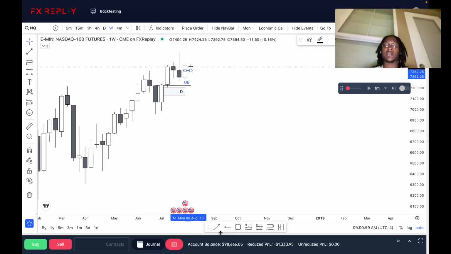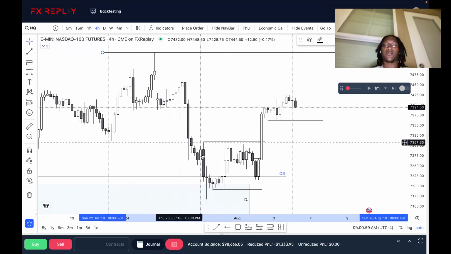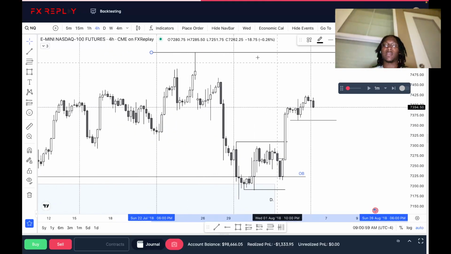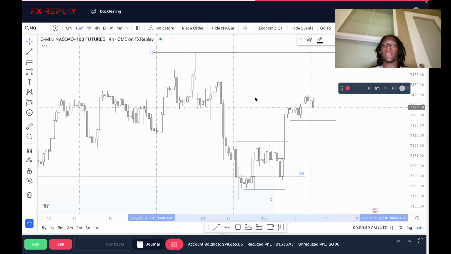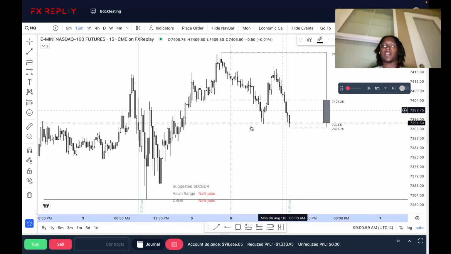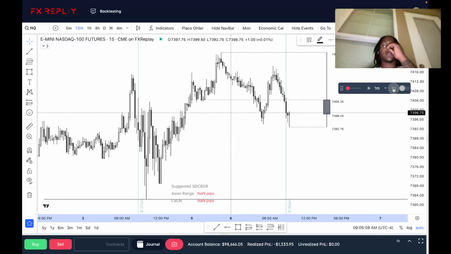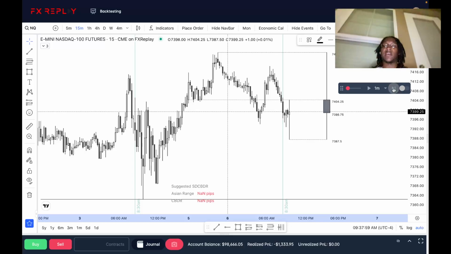From internal to external. Internal liquidity to external liquidity, and then internal to external. You can see if we run below Friday as well. This is 9:15. This is 9:30.